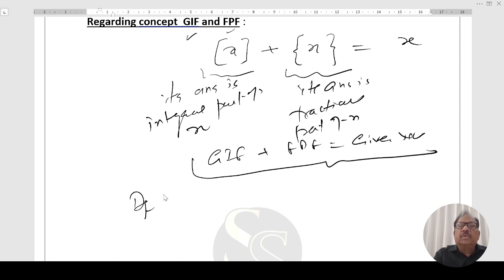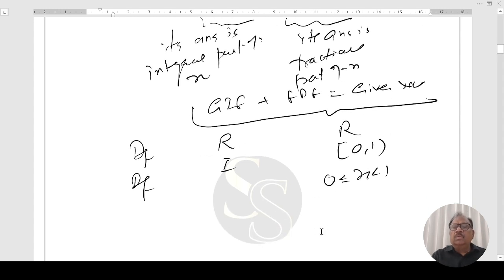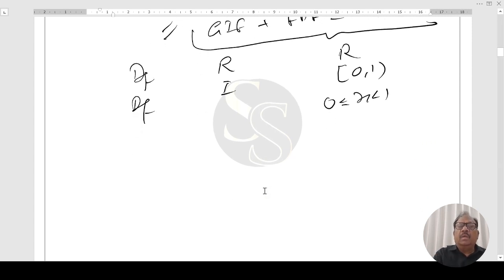The domain of the greatest integer function is R, and the range of the function is I. The range of the fractional part function is 0 closed to 1 open. Right? This concept will be used in the questions discussed here.